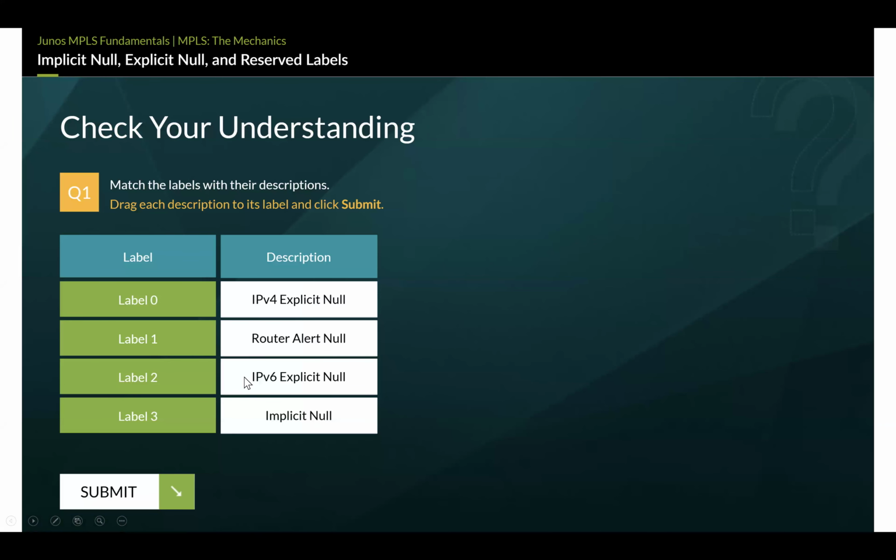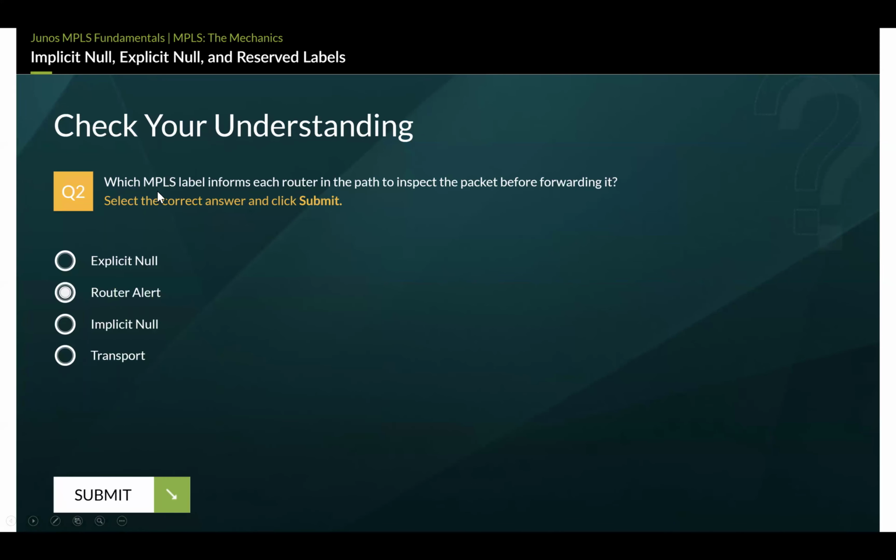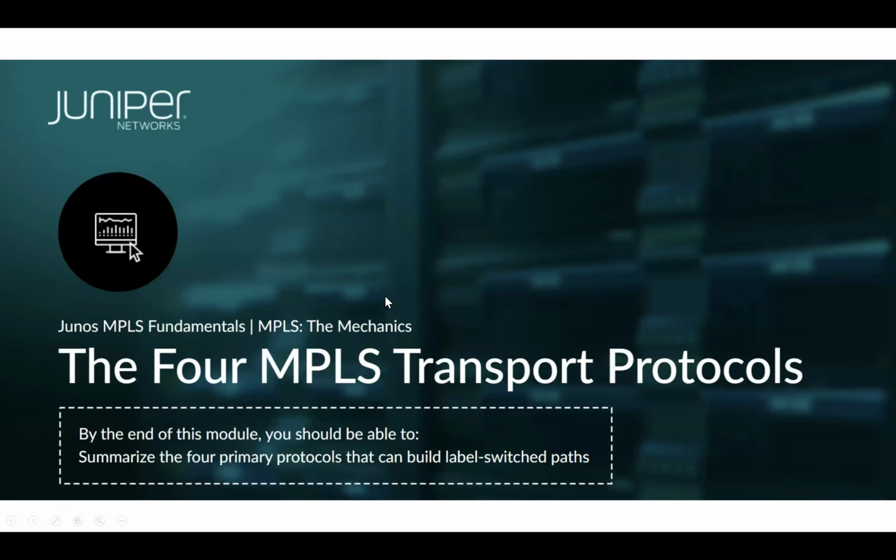Okay. So now we are in the question and answer section. Match the labels with their description. Label 0, IPv4. This basically comes from this table. Which MPLS label informs the routers in the path to inspect the packet before forwarding? Router alert.